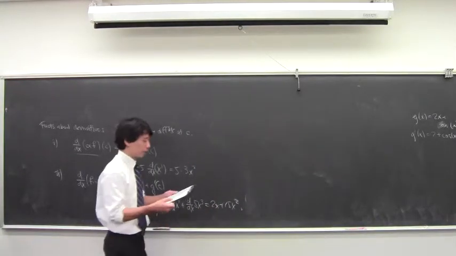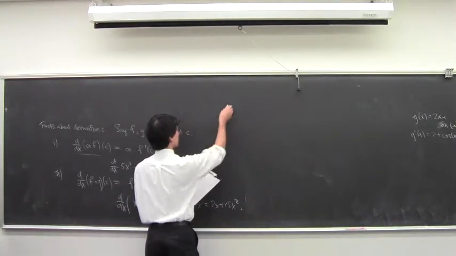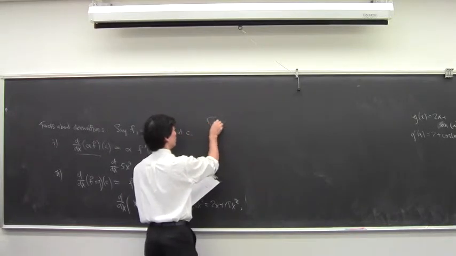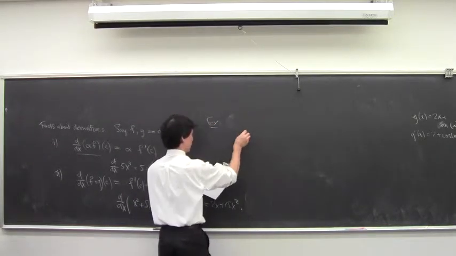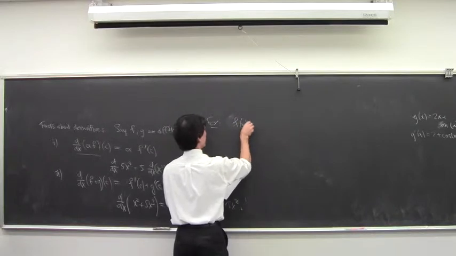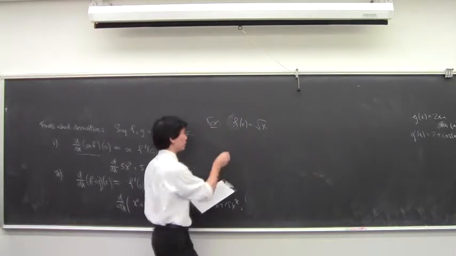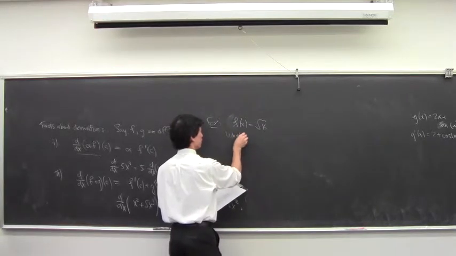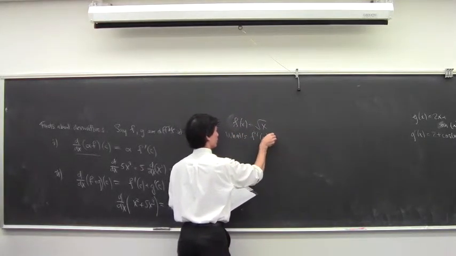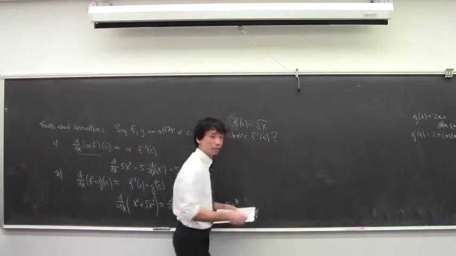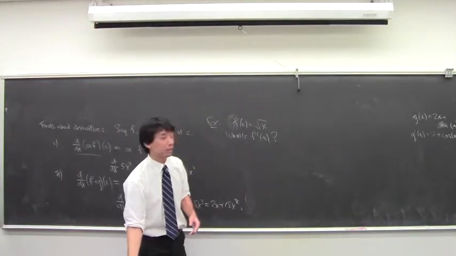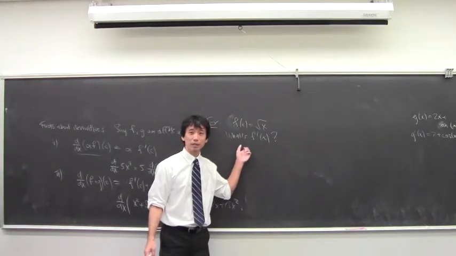Let me put up a slightly trickier one, just as an example. If f of x is the square root of x, what's f prime? Some of you know the answer already. What's the answer? 1/2 x to the negative 1/2. How do you know that?